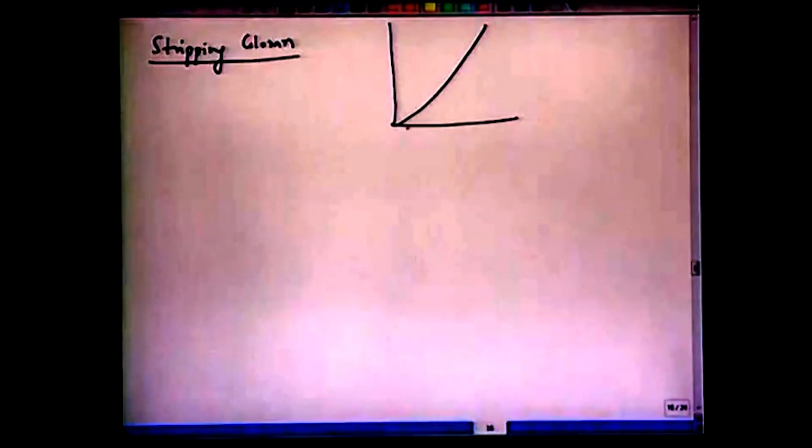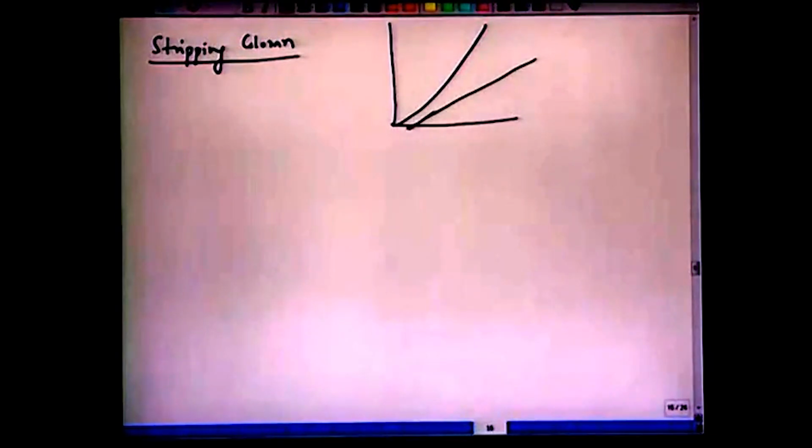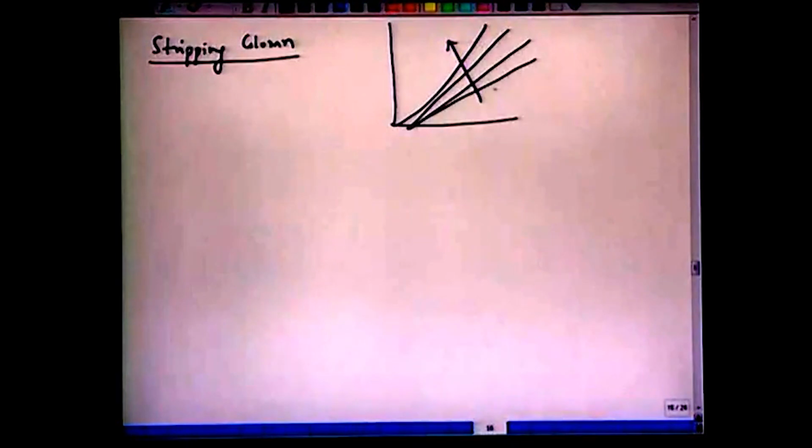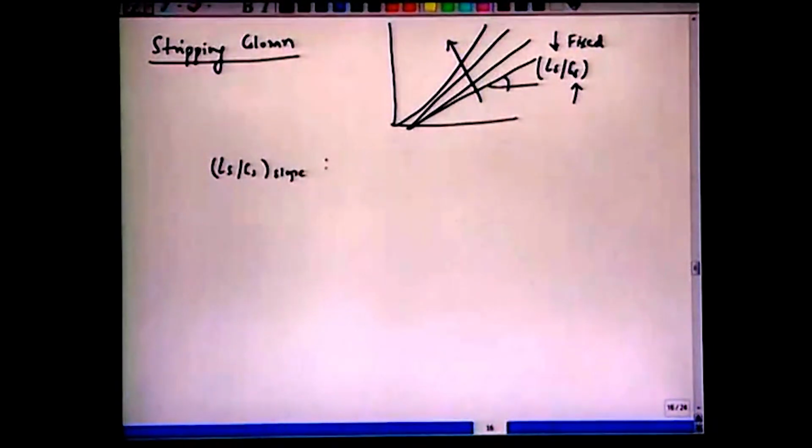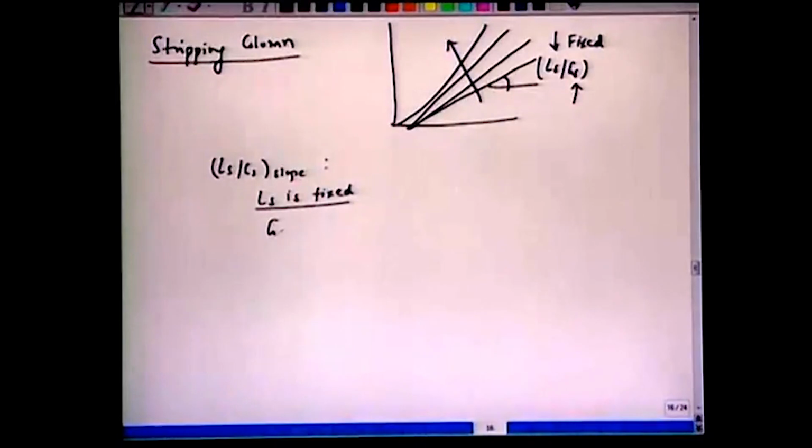And let's see the slope of this, 2, 3 like this. So this is the way it moves, and this is Ls by Gs. Now Ls is fixed and we change Gs. Okay, so Ls by Gs is the slope we want to address. Ls is fixed, and let's increase Gs.